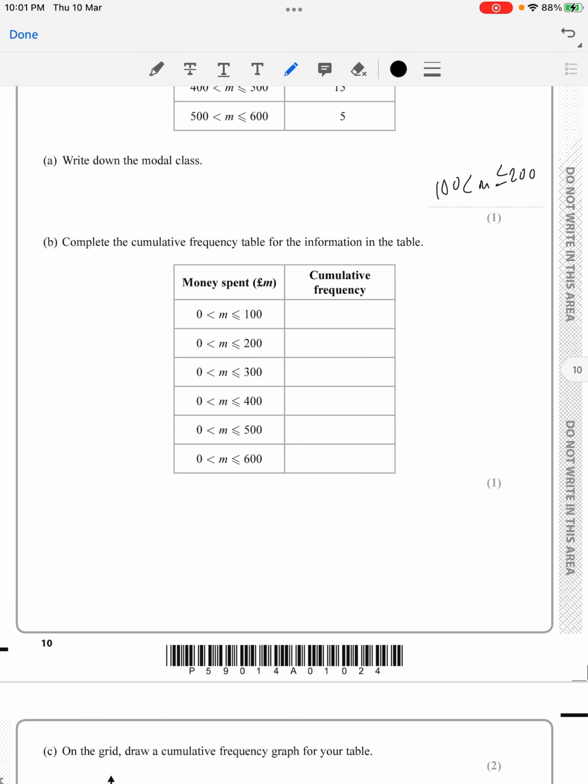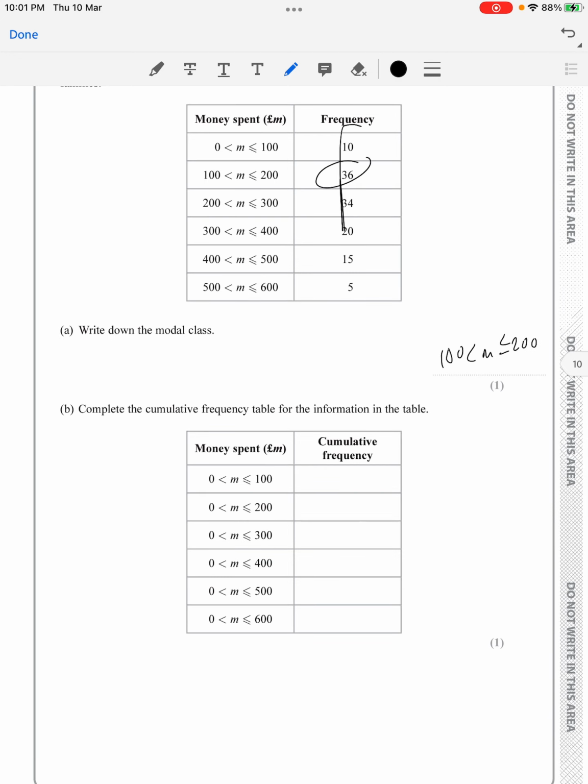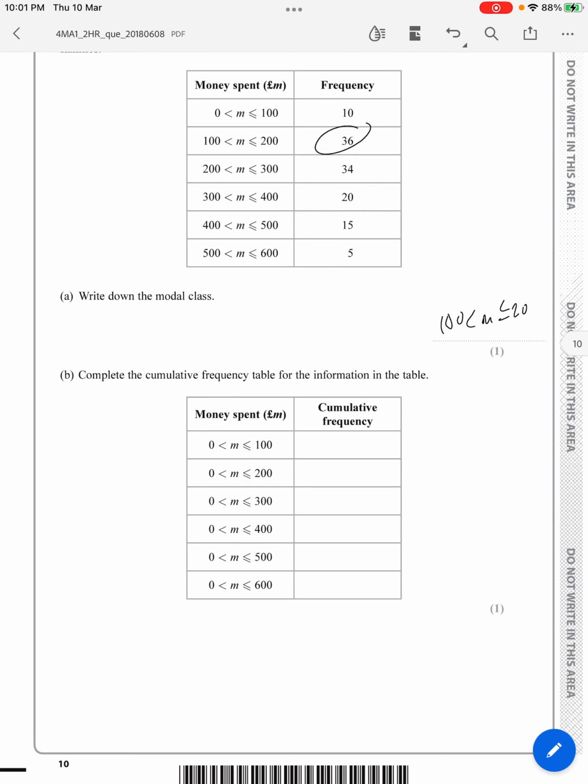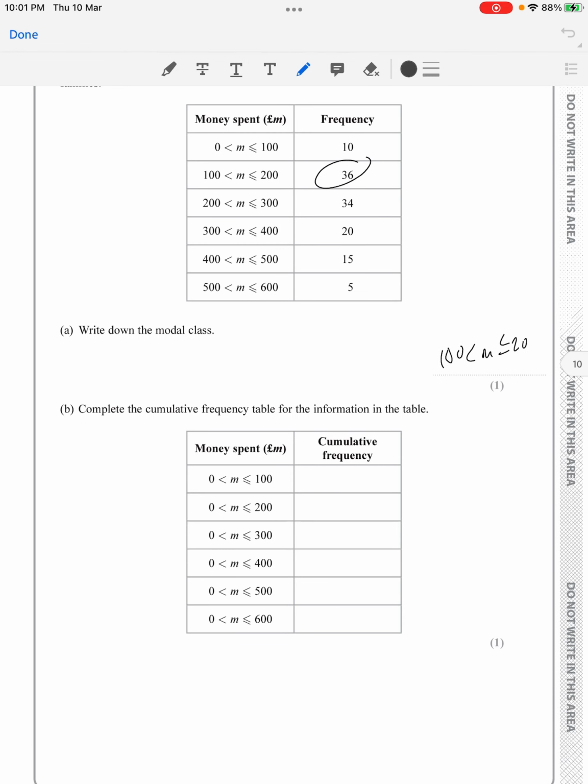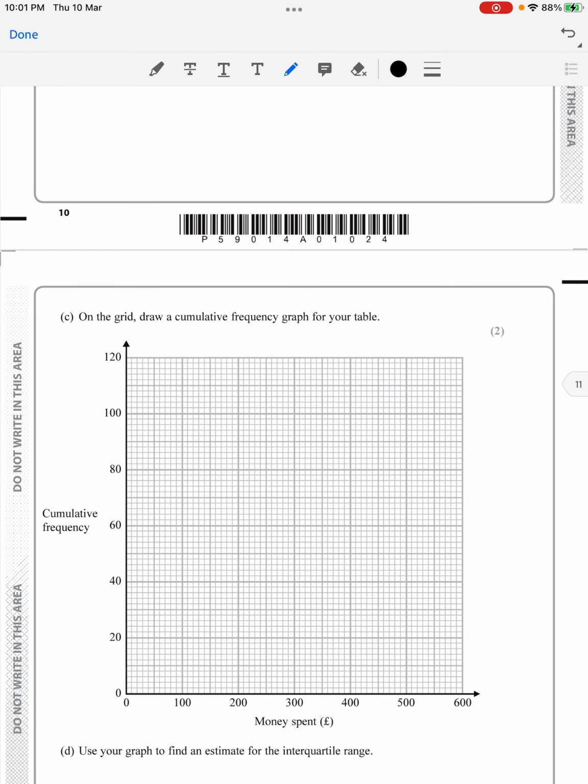For cumulative frequencies, just add up the frequencies together. It should be fair enough, easy. So you add up the frequencies from here. Hopefully you should know what cumulative frequency is. We start with 10 plus 36, that should be 46. 46 plus 34 should be 80. 80 plus 20 should be 100. 100 plus 15 should be 115. 115 plus 5 should be 120. Pretty easy, you can solve it easily.